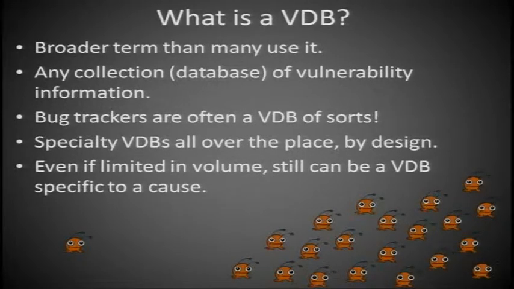It's a broader term than many people realize. It's any collection of vulnerability information. So a bug tracker is technically a vulnerability database of sorts. However, it's obviously doing stability bugs, crash bugs, feature requests or whatever. But if you do the right search, you'll pull back all the vulnerabilities that have been reported via the bug tracker. So it counts. A lot of these VDBs are designed to be limited for a reason.